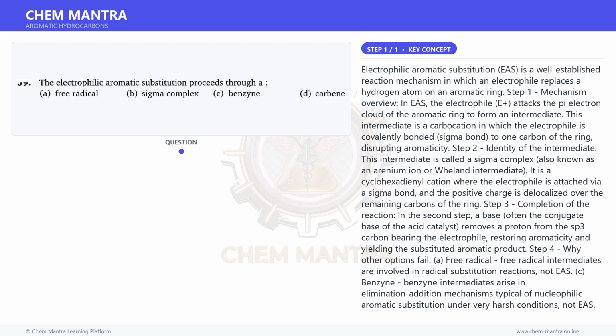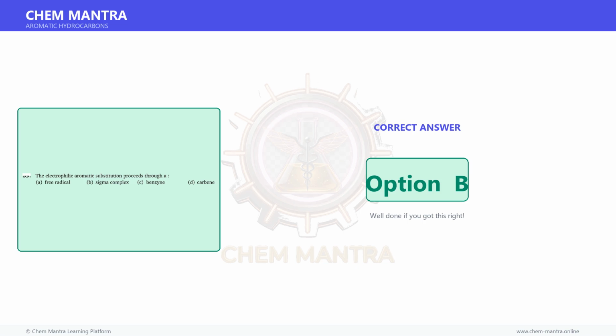D. Carbenes are neutral species with a divalent carbon and are intermediates in reactions such as cyclopropanation, not EAS. Therefore, the correct answer is option B.